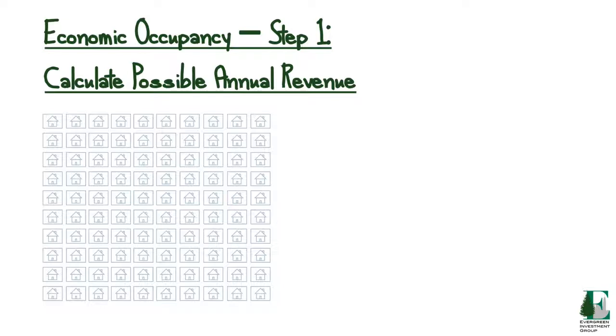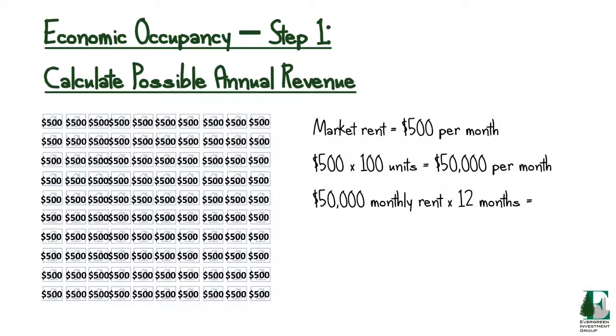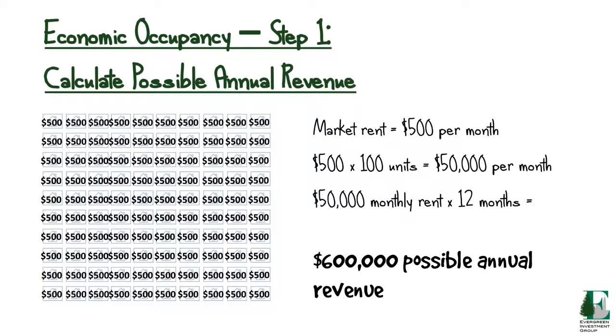So again, we're going to take our 100-unit hypothetical complex, and for this, to make it easy, let's just assume that every single one of these units is exactly the same in terms of bedrooms, bathrooms, square footage, etc. And because they're all the same, we know that the going market rate is $500 a month for every single one of these units. So to calculate the possible annual revenue, we take $500 times 100 units. That equals $50,000 a month. $50,000 a month times 12 months is $600,000 in possible annual revenue.